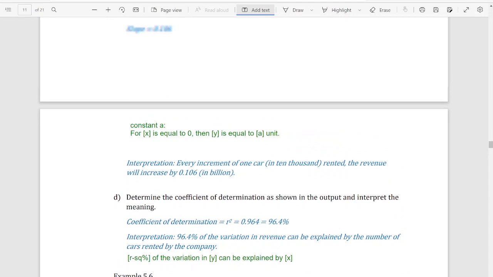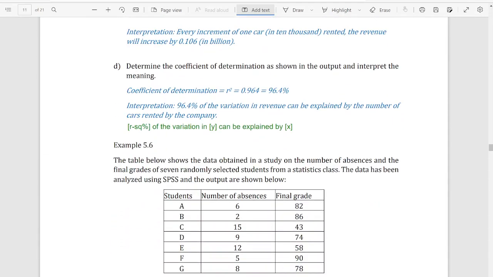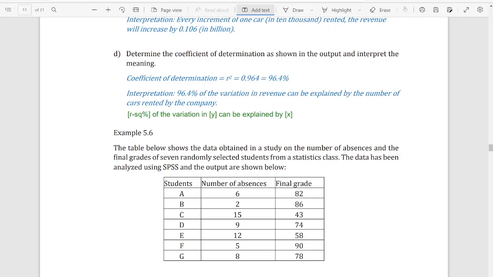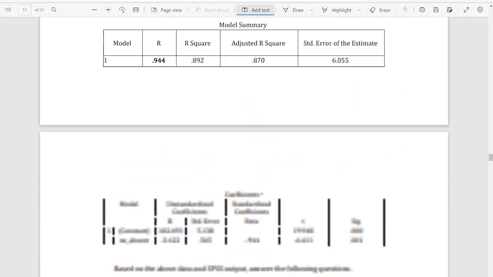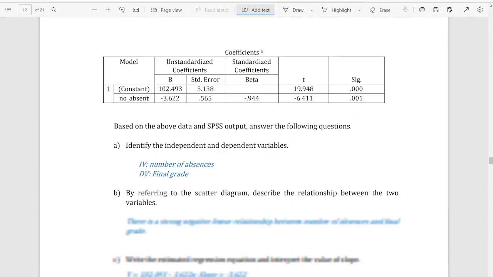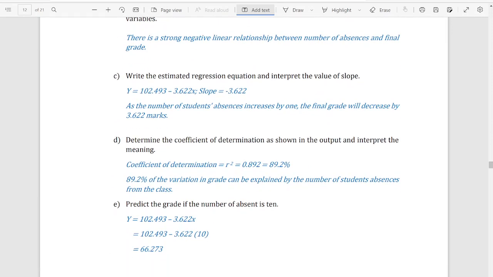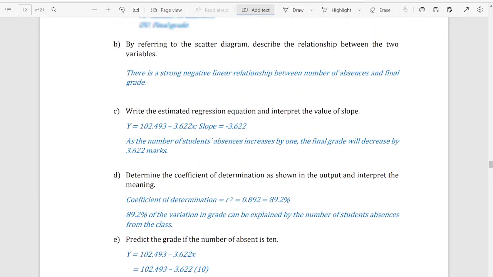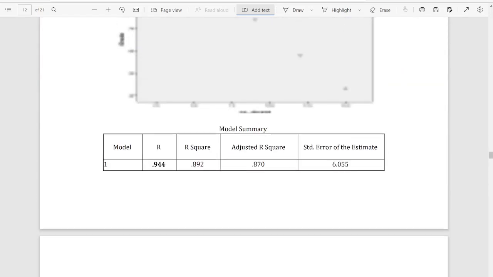And lastly, what you can do is to predict the value of certain information based on the regression equation yang kita dapat. So contohnya yang ni ada dia tanya. Okay, saya go through satu lagi contoh ni untuk you all tengok.